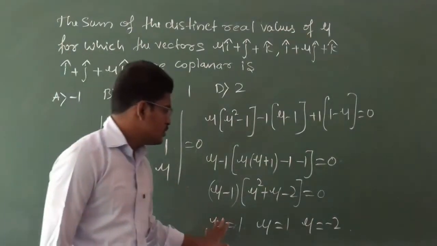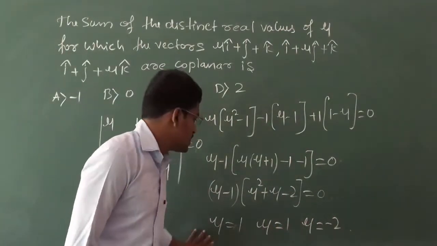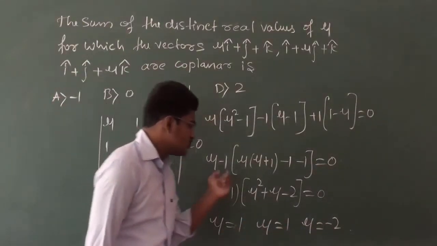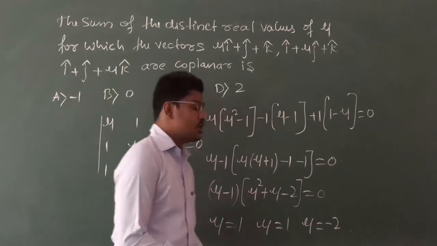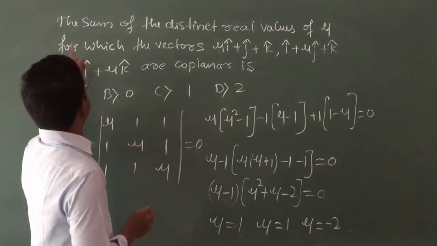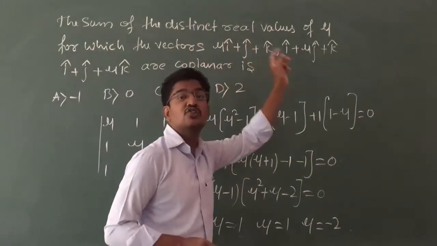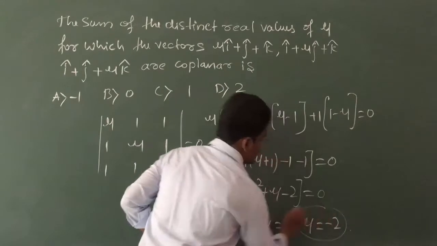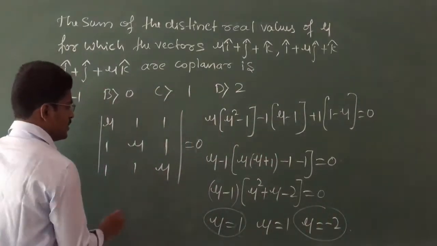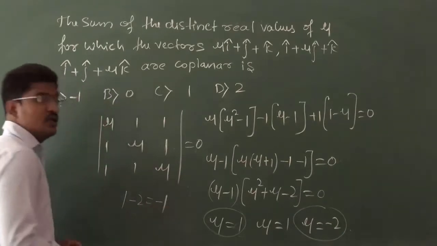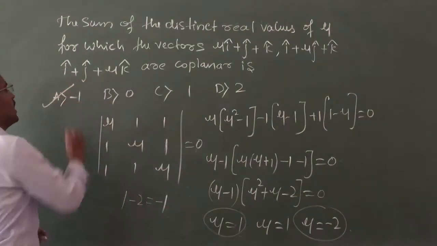as your totally 3 roots. Mu equal to 1, mu equal to 1 and mu equal to minus 2. Okay. So after getting mu equal to 1, mu equal to 1, mu equal to minus 2, if you take the sum of distinct real values of mu, that means it should be the distincts. Distincts means 1 and minus 2. If you take sum of it, it will be 1 minus 2, so it will be minus 1. Therefore, your answer will be A.